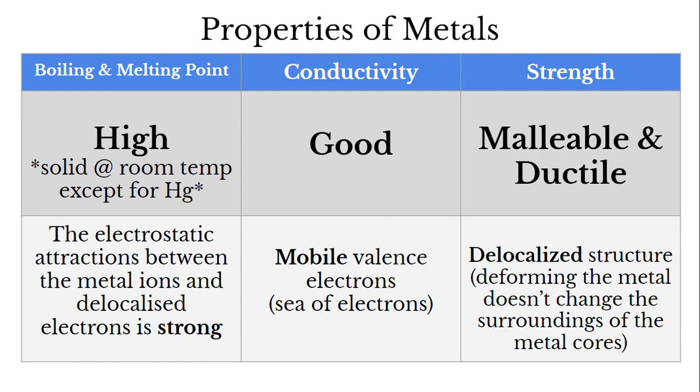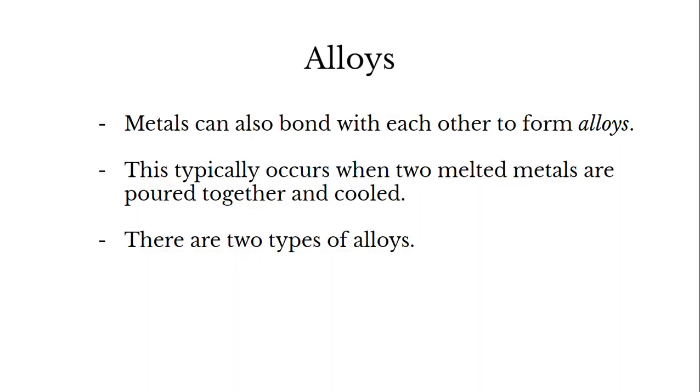And this is because of the delocalized structure. Deforming the metal doesn't change the surroundings of the metal cores. Metals can also bond with each other to form alloys, and alloys are made when two melted metals are combined and then cooled.